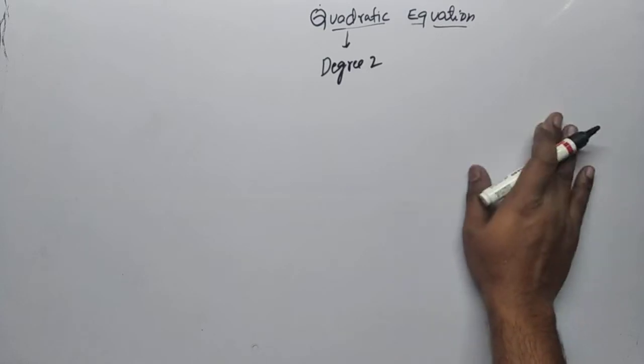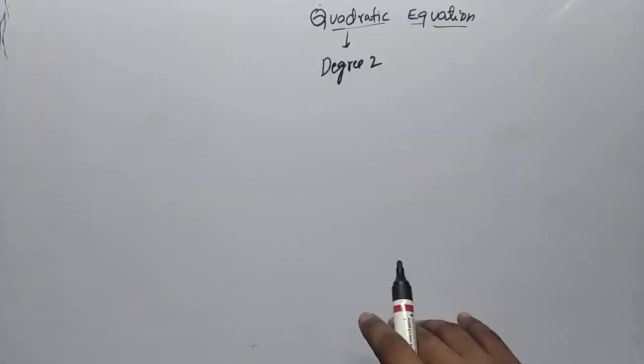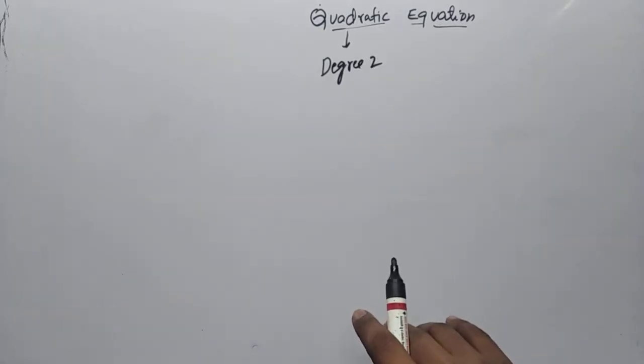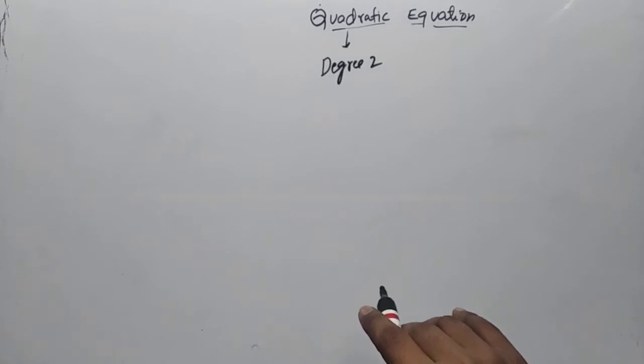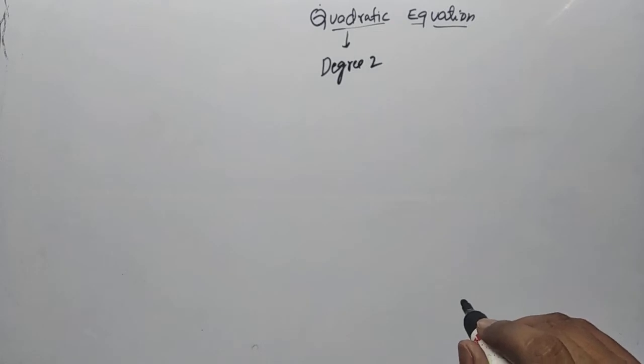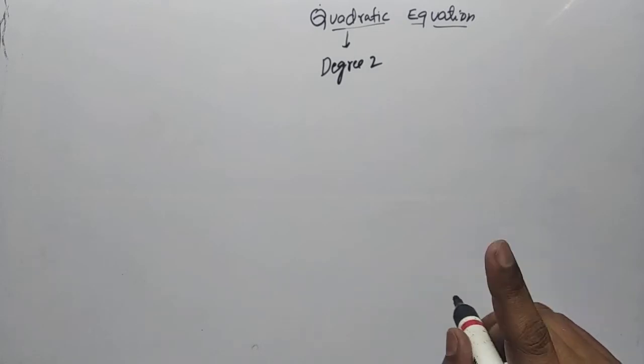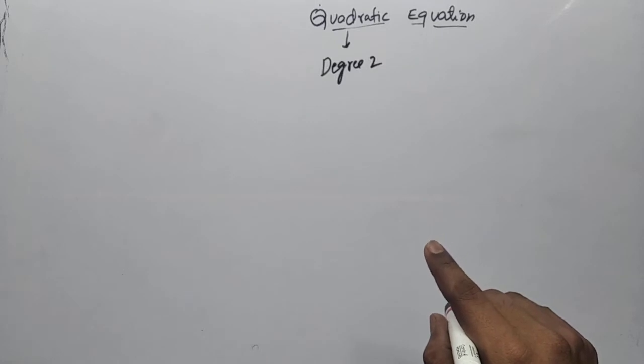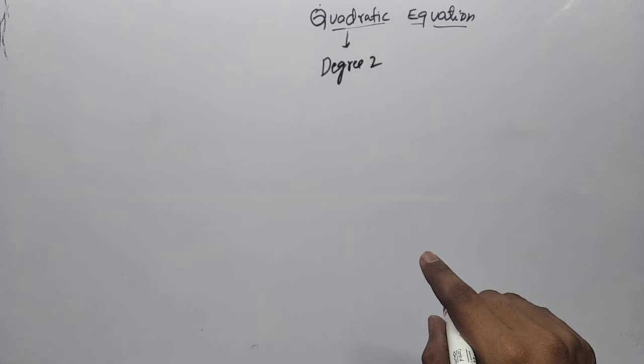So if you see the definition of a quadratic equation, we will see it in the textbook. If you say from the textbook, if a, b, c are real numbers and a is not equal to 0, then ax square plus bx plus c is equal to 0 is called a quadratic equation.